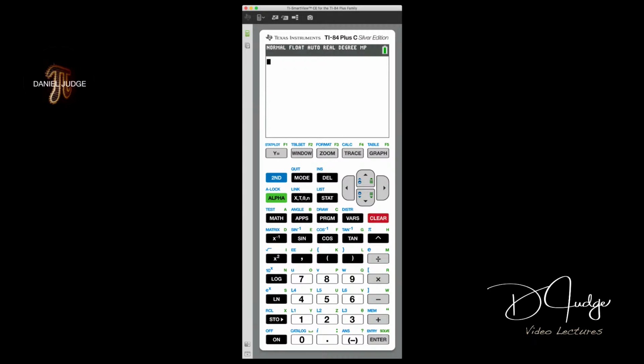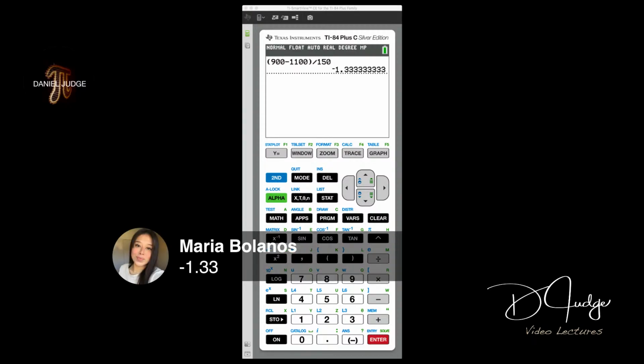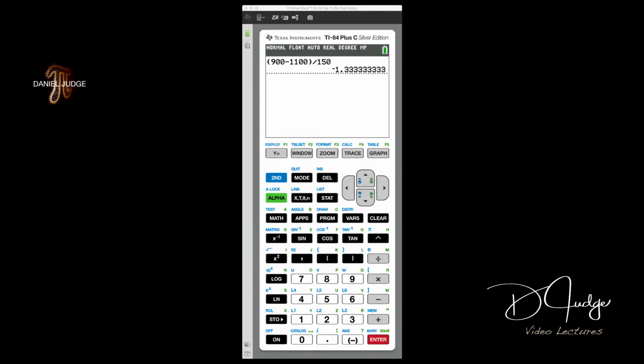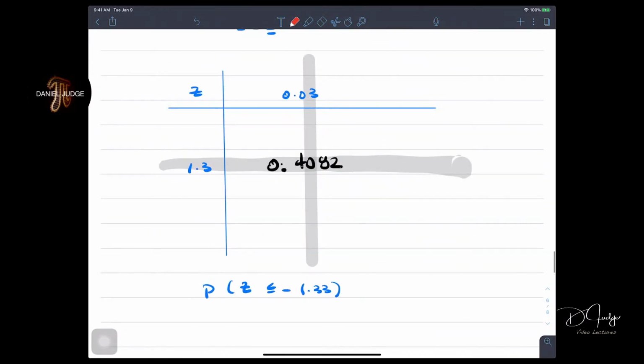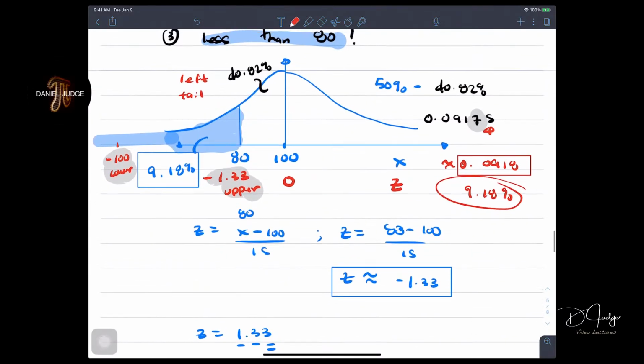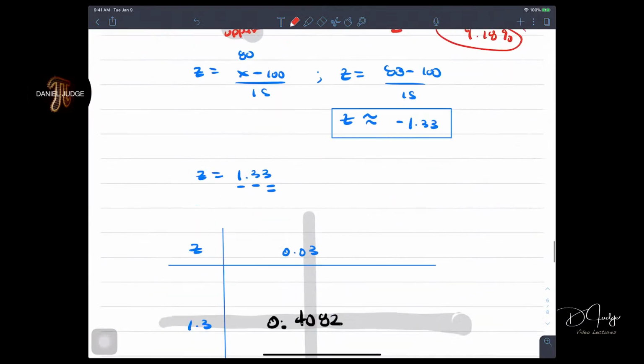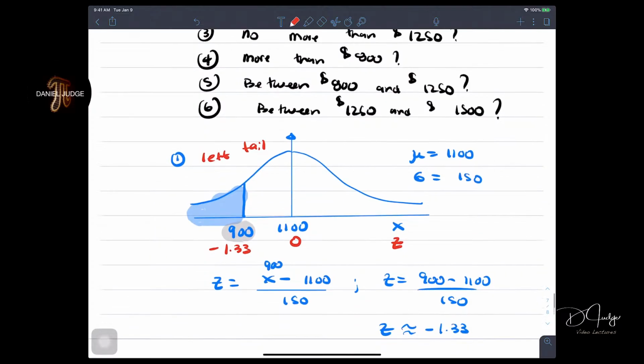900 minus 1100 divided by 150. And yes, Maria is correct. Negative 1.33 again. So that z-score is a negative 1.33. I got a little deja vu here, ladies and gentlemen. So negative 1.33. Did we do that one already? Yeah, we did. It's the same as question 3. So 9.18%. Okay.